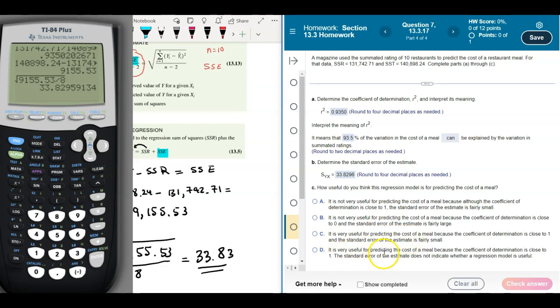Very useful for prediction. I cannot choose A and B because they are saying the opposite. And then what are you predicting? I'm predicting the cost relative to the rating, right? So the cost of the meal here is close to 1. Okay, that's good. And the error estimate is fairly small. So I think C is the best choice here, and it's good.